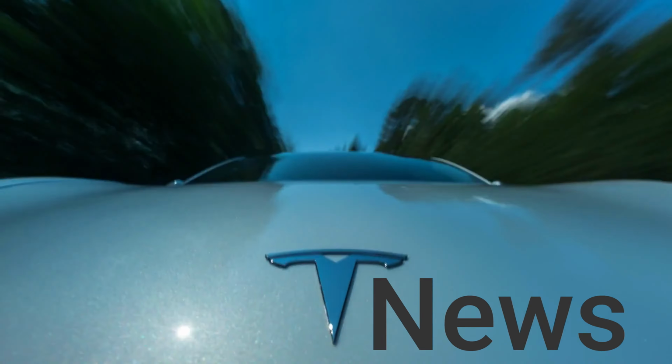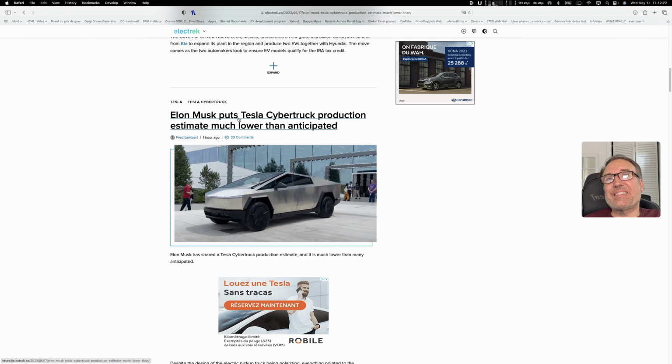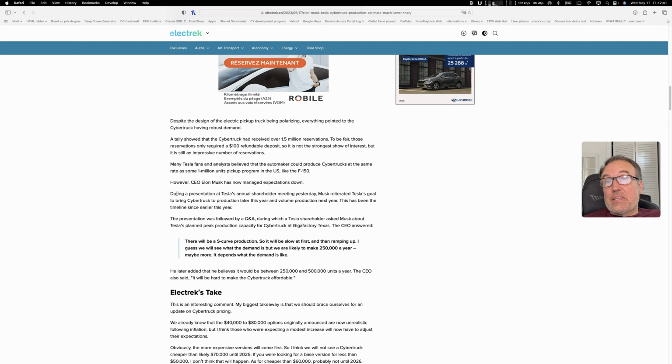Let's take a look at some Tesla news. Elon Musk puts Tesla Cybertruck production estimate much lower than anticipated. Yesterday, Tesla had its annual shareholder meeting. And within the Q&A session, this is what Elon said. There will be an S-curve production, so it will be slow at first and then ramping up.